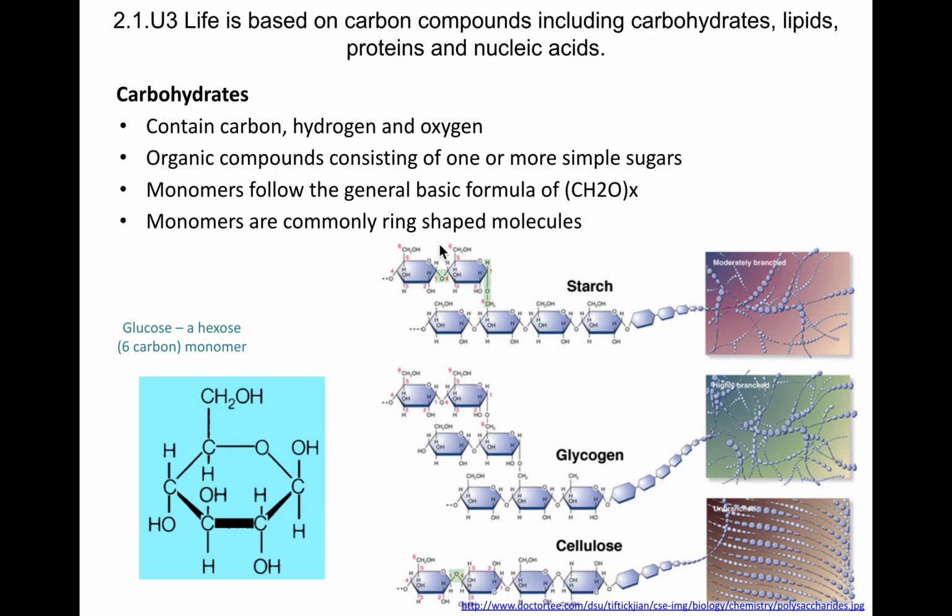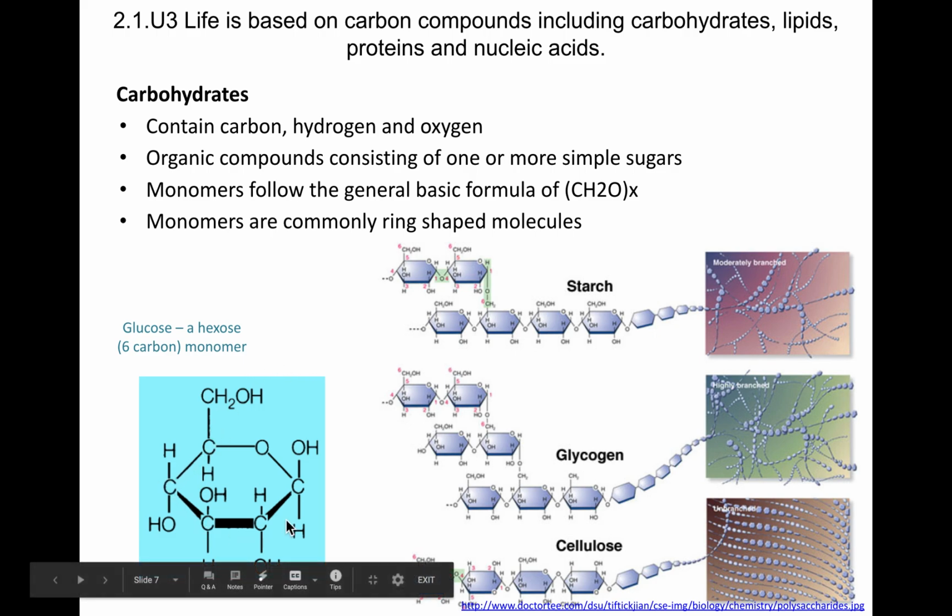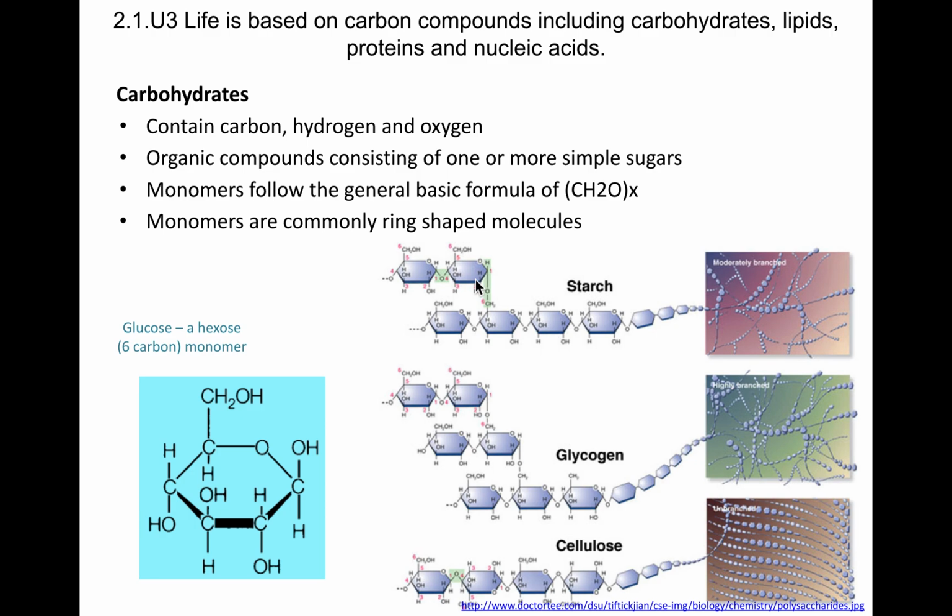It's like squaring something. Monomers are commonly ring-shaped molecules. So you will always see with carbohydrates this carbon ring right here with carbons on each of these points. These are some examples of different polymers of carbohydrates. So glucose is the monomer, okay? But starch comes from plants. And notice that when it's all bound together, so it's a very long chain, it's a polymer, it's moderately branched, so it's a little bit less tightly branched.